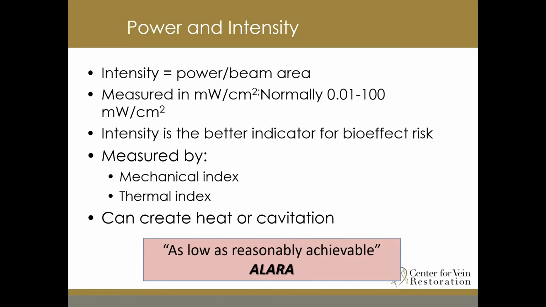Heat is known as the thermal index, which occurs from the friction of the cells due to sound passing through the tissue and moving the cells. The higher the intensity, the more friction, the more heat, and the more likely cellular damage can occur.